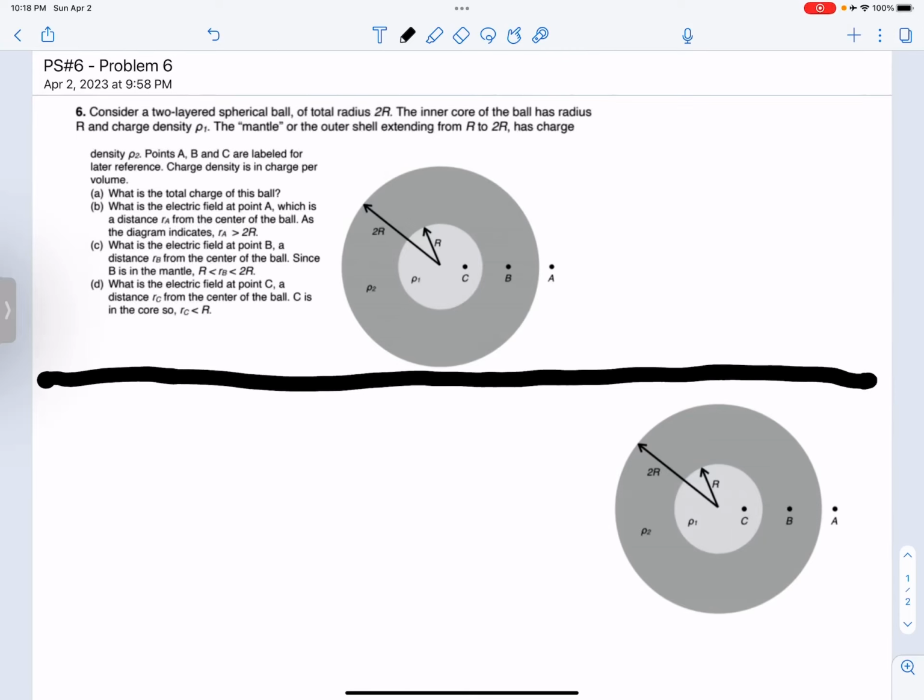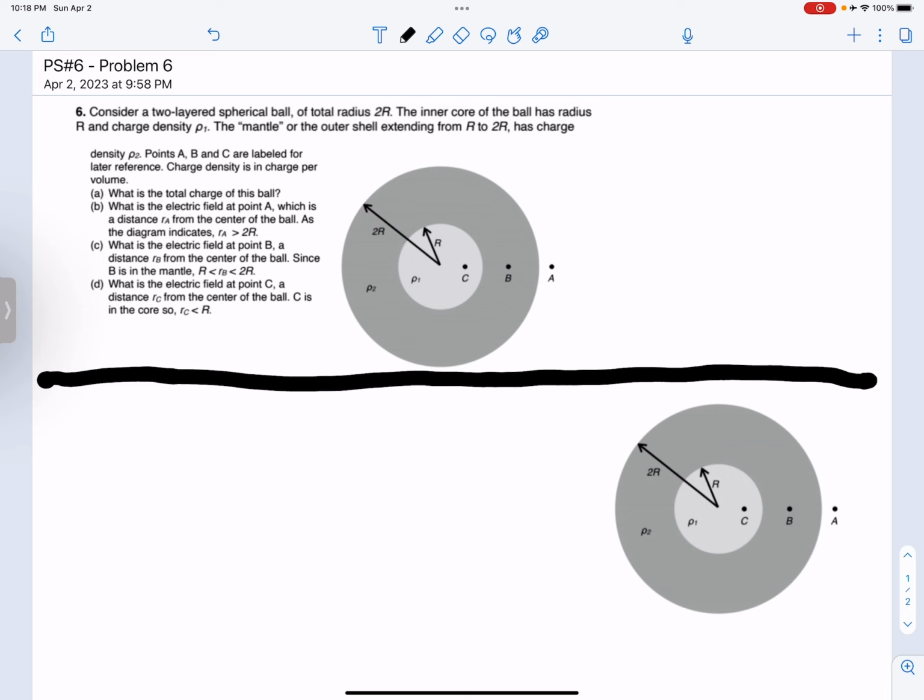This is problem set number 6, problem 6. Consider a two-layered spherical ball of total radius 2r. The inner core of the ball has radius r and charge density rho 1. The mantle, or the outer shell, extending from r to 2r, has charge density rho 2. Points A, B, and C are labeled for later reference. Charge density is in charge per volume.